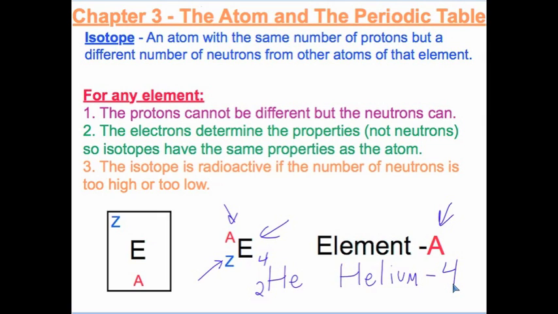We need to do this because not all heliums are the same. You can't just call it helium. It could be helium-4, helium-3. There are different atomic masses because there are different isotopes. But again, all heliums have 2 protons.